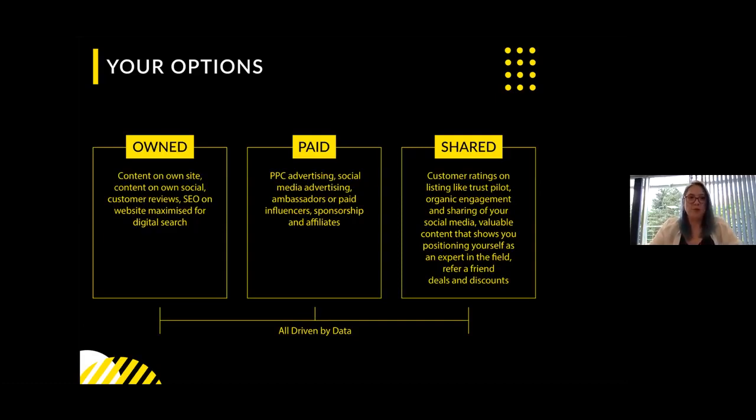So we've got owned, we have got paid, and we have got shared. Owned is your assets, so your website and your own social media. Paid is things that you can pay for, so pay-per-click and social media advertising. Shared is getting engagement from a third party for free. The approach that you take and the changes you make to your strategy should all be driven by the data that you are collecting through Google Analytics.